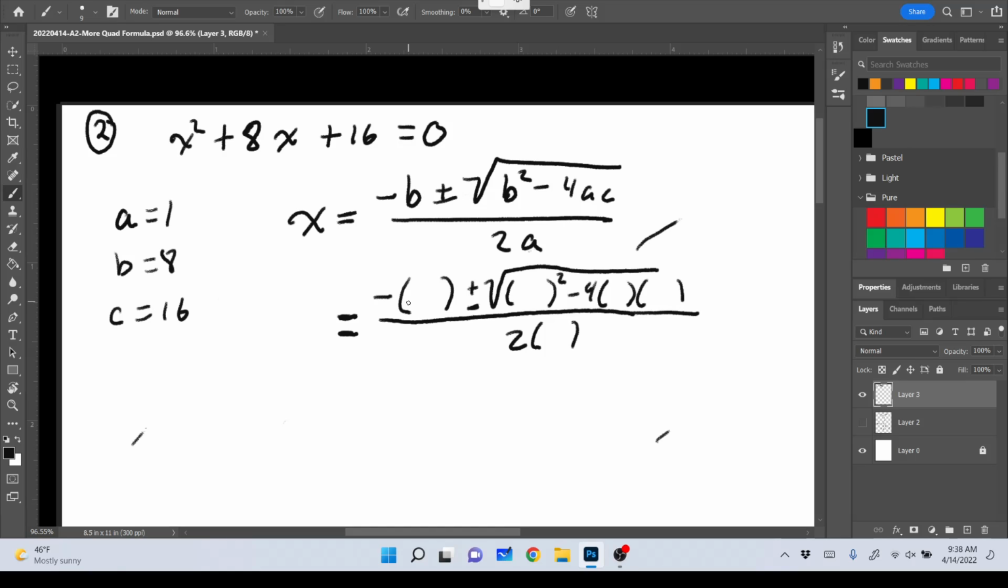So we're going to put 8 right here. We're going to put 8 right here. We're going to put 1 and 16. And we're going to put 1, right?